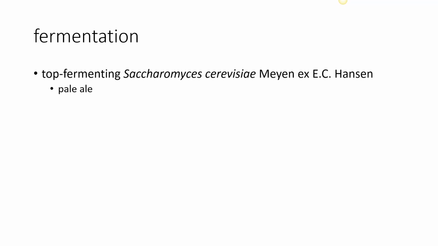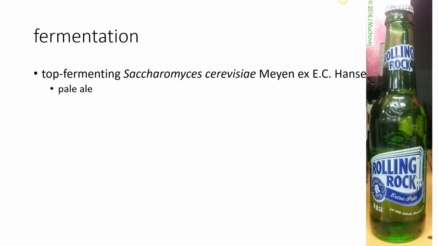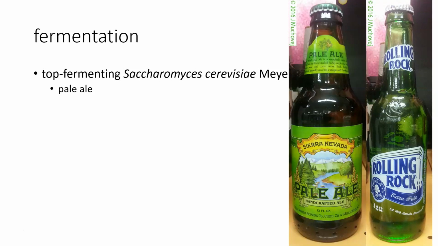Fermentation process. We've got top fermenting Saccharomyces cerevisiae. This material, the Saccharomyces cerevisiae, in the top fermentation is used to create pale ale. There's a lot of pale ales around. It's Rolling Rock, it's extra pale, and therefore it is fermented with Saccharomyces cerevisiae. It's doing it up on top. Here's a handcrafted pale ale from Sierra Nevada. It's done in Chico, California. It is a pale ale.